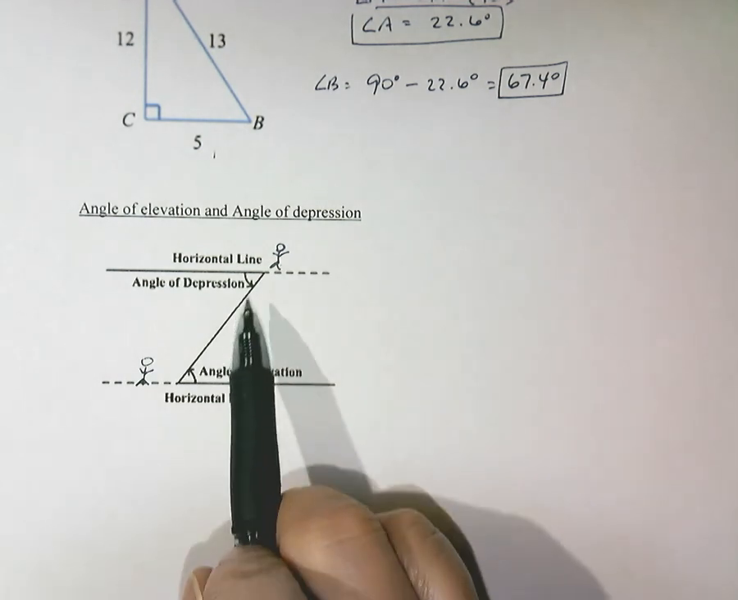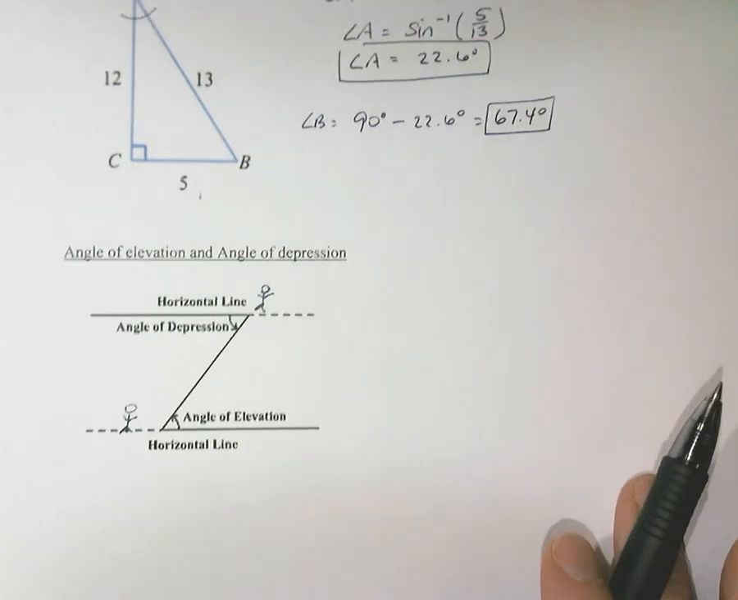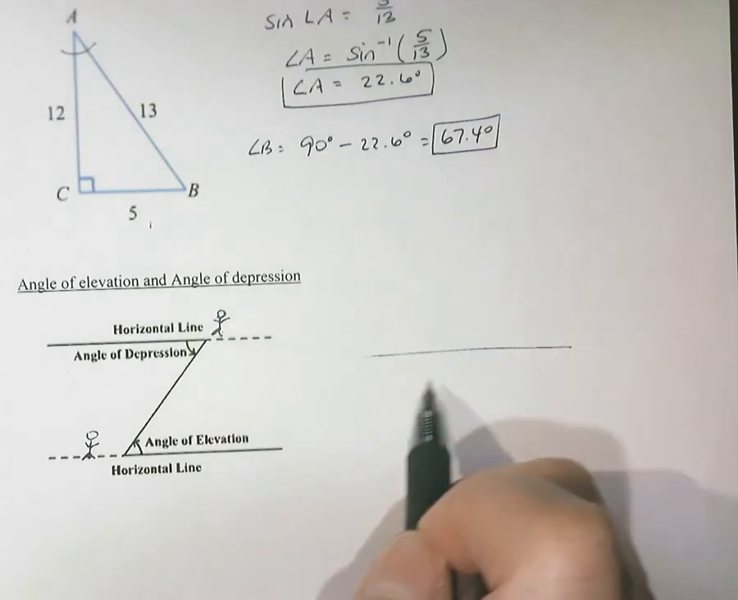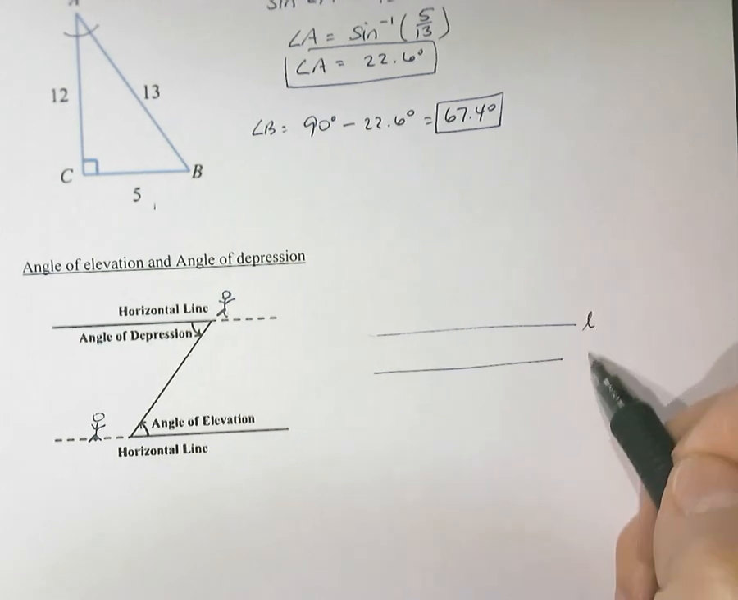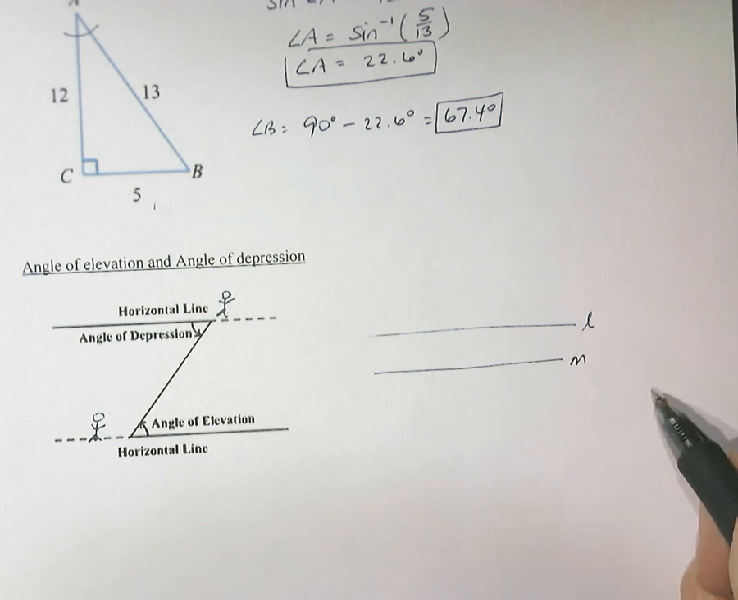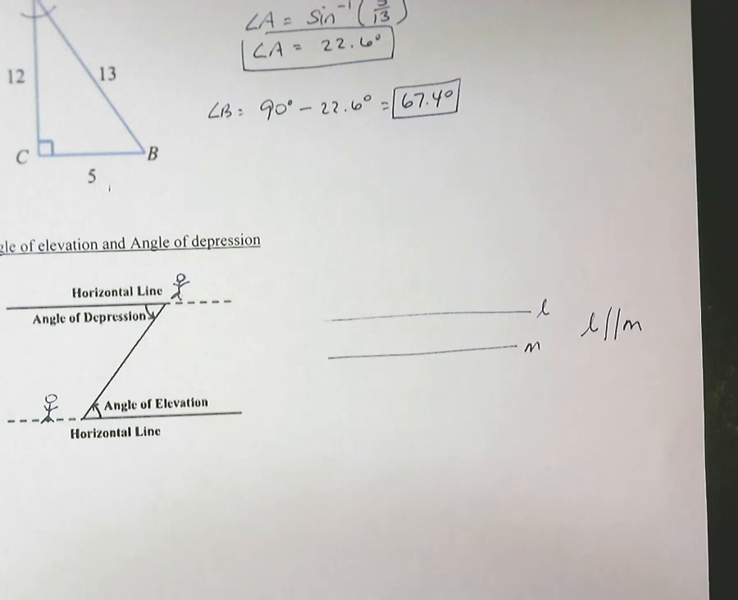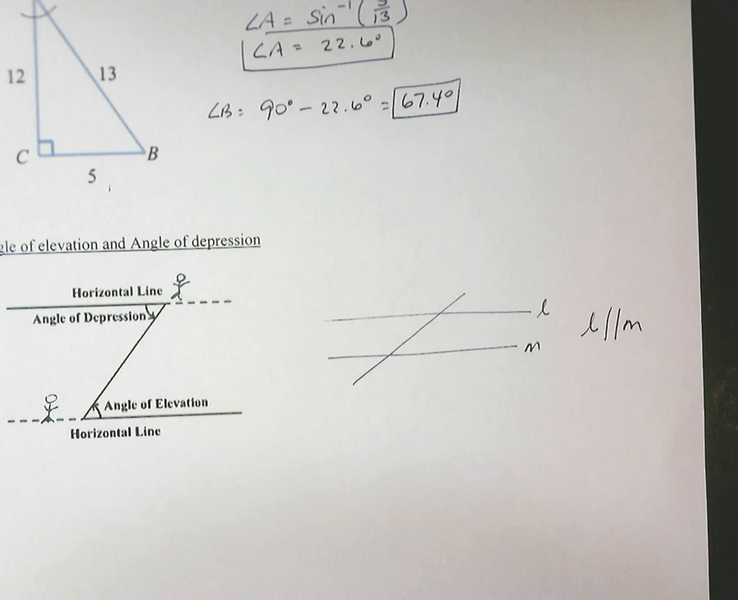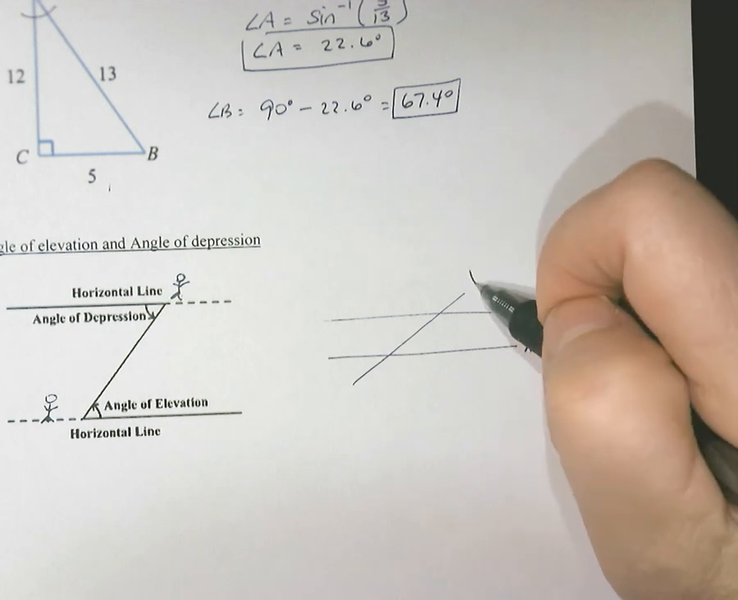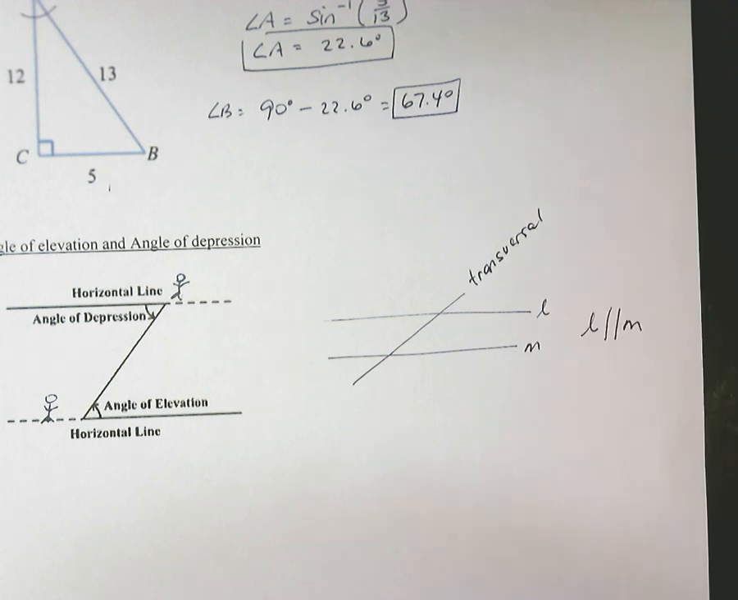And what happens is this angle of depression and this angle of elevation are congruent. And that comes from geometry. If I have two parallel lines, so let's say this is line L and this is line M. Line L is parallel to line M, and I cut them by a transversal. So there's my transversal. It just means another line that's cut straight through them.